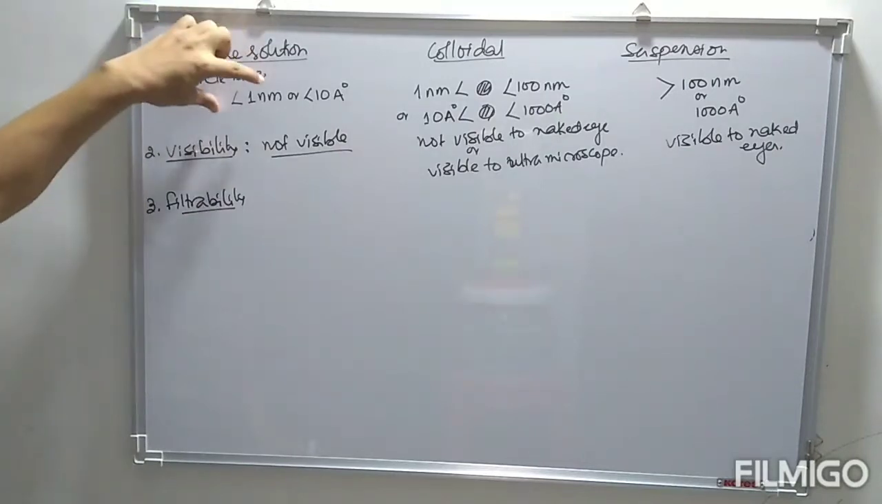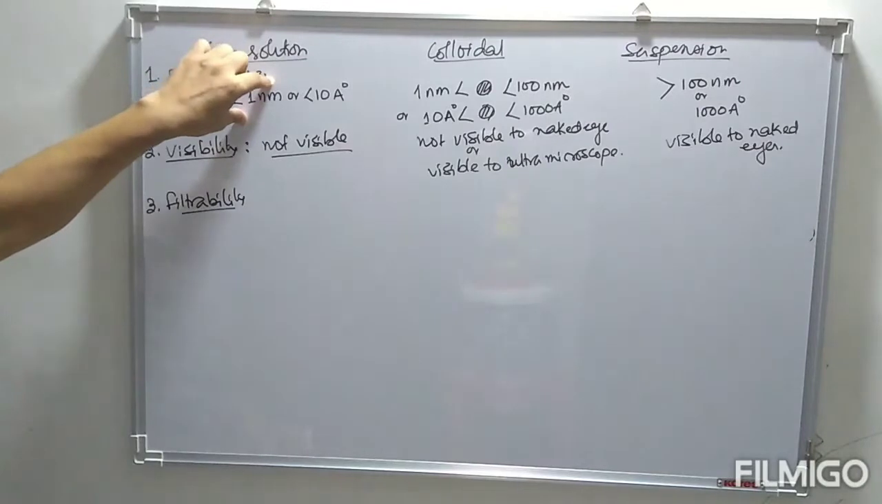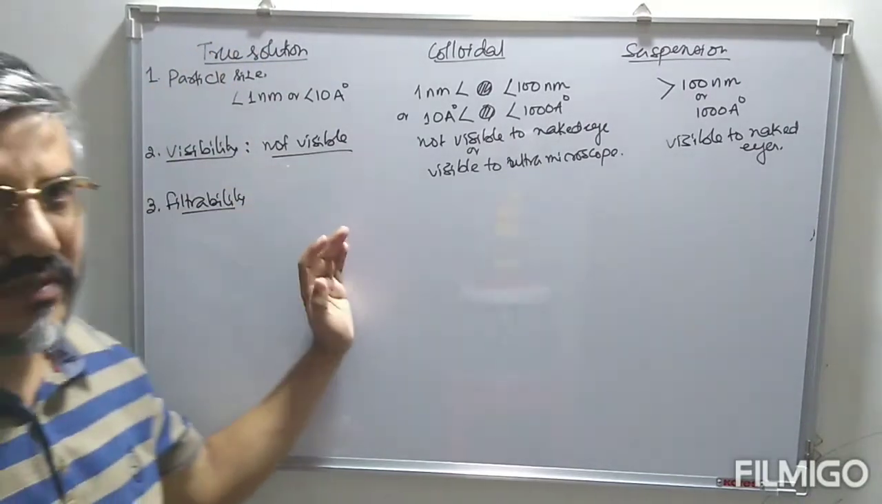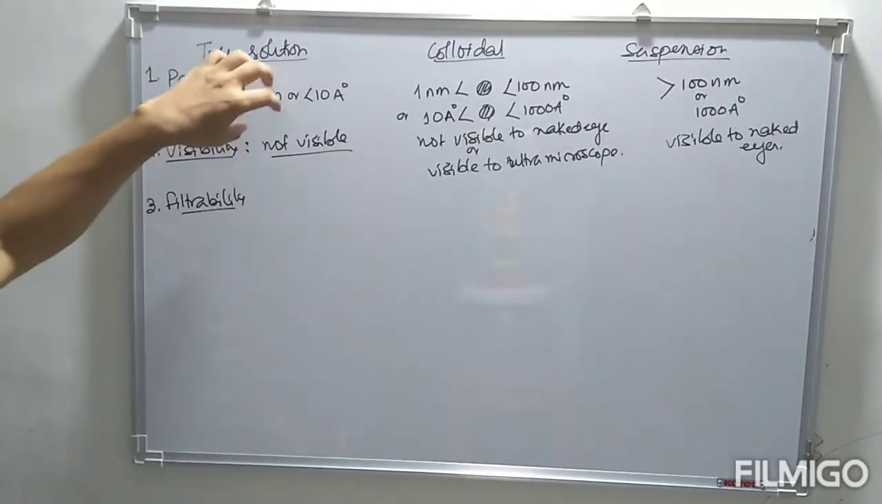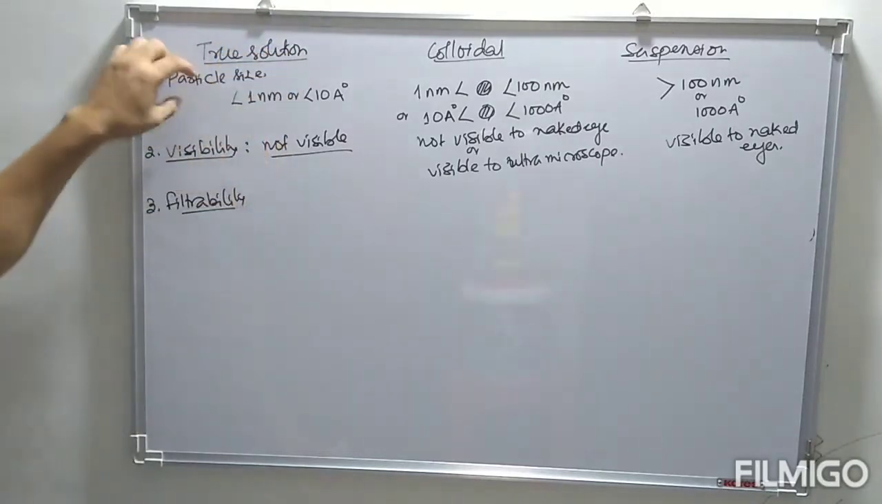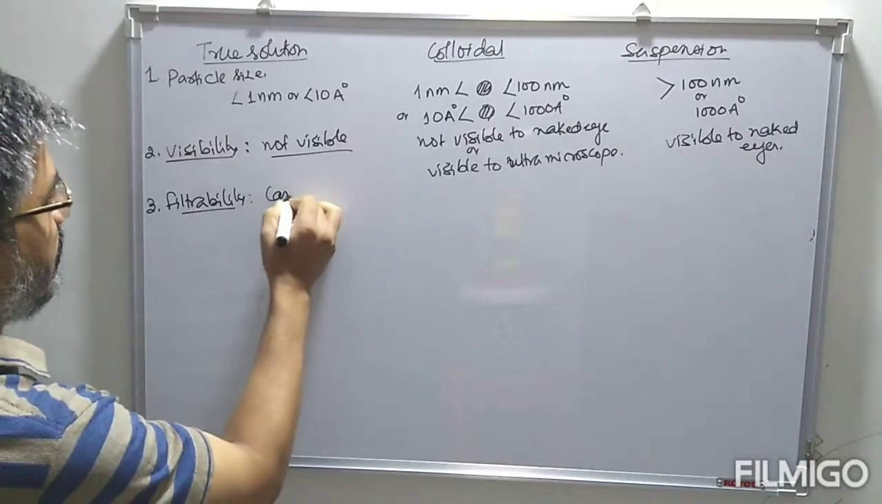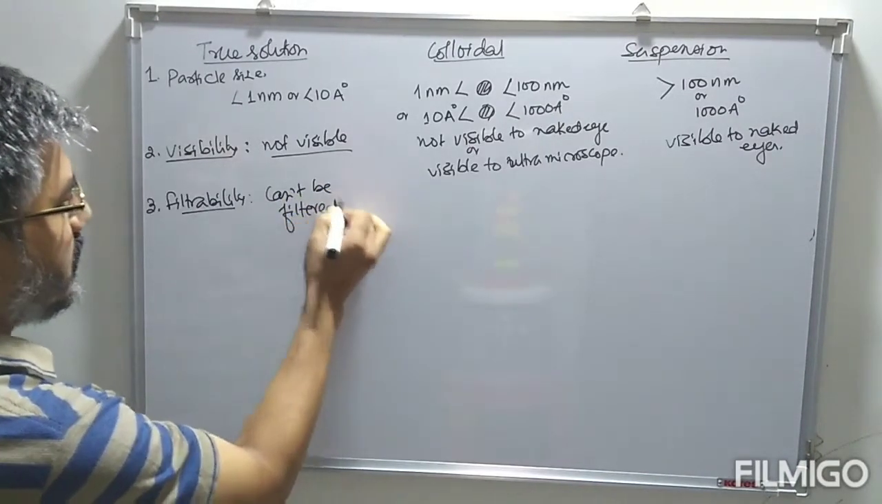The size of particles in true solution being very small, that is less than 1 nanometer, this cannot be filtered by use of filter paper, even by ultrafiltration, because the pore size of filter paper is much bigger than the size of true solution particles. Cannot be filtered.